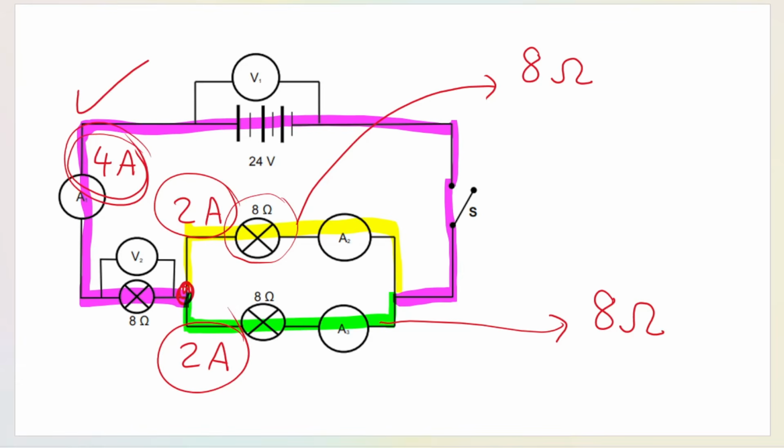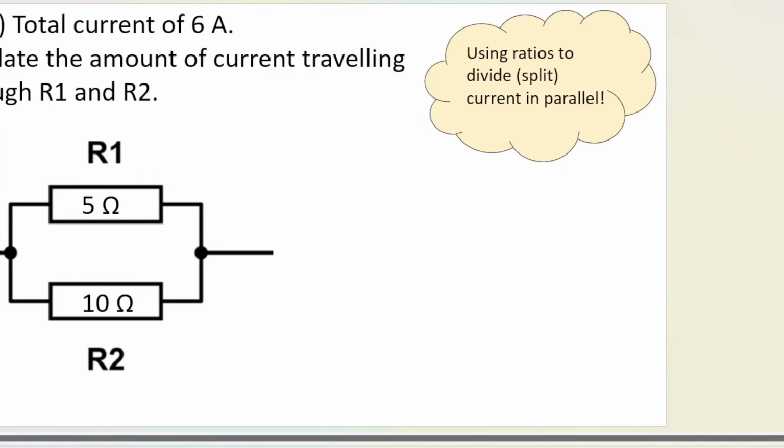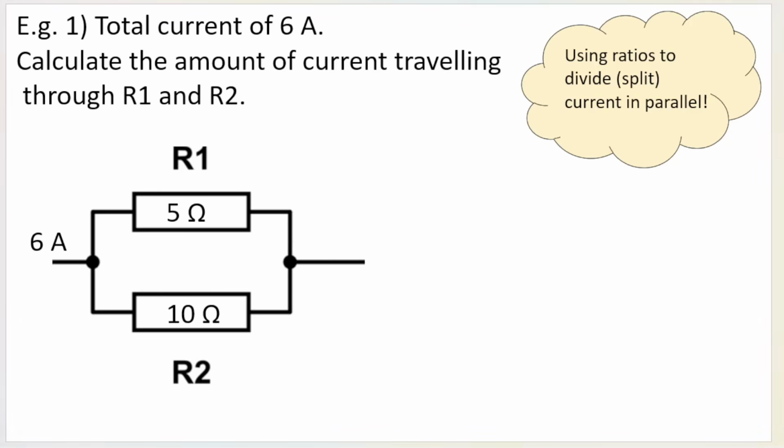Easy stuff. So the only reason that the current splits equally is because the resistance of the top branch is equal to the resistance of the bottom branch. And that is exactly what I wrote here for you. So you can take that down as a note if that helps you remember it. However, in this example over here, I hope that you can see that the two resistors in parallel are not the same.